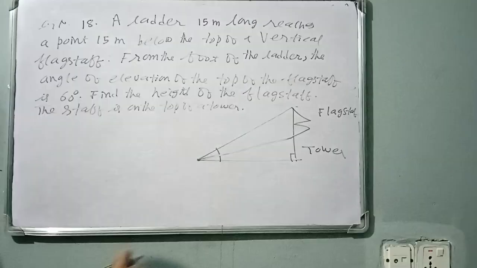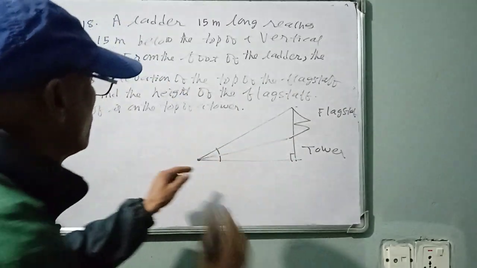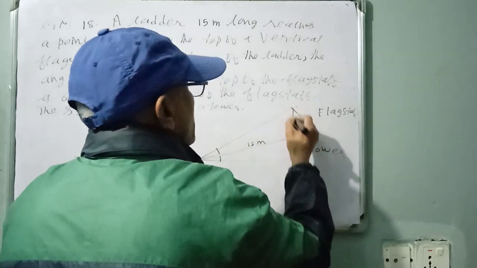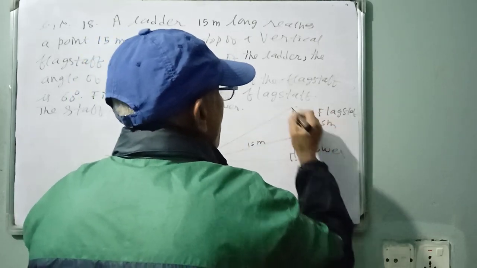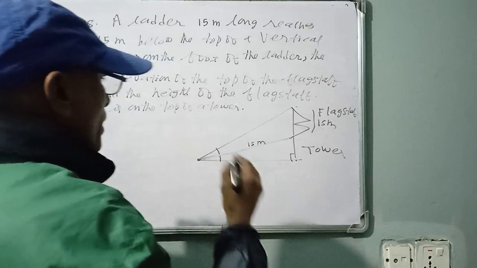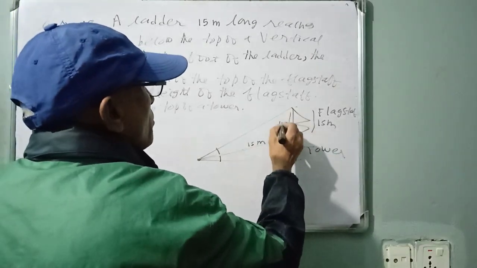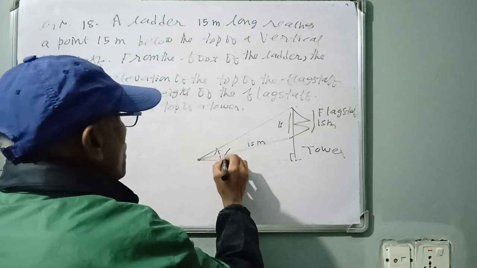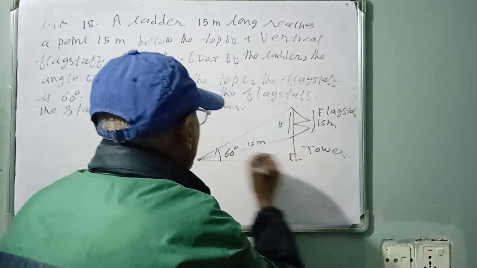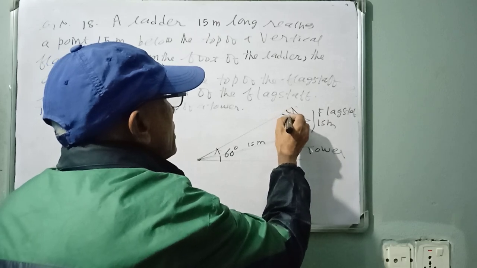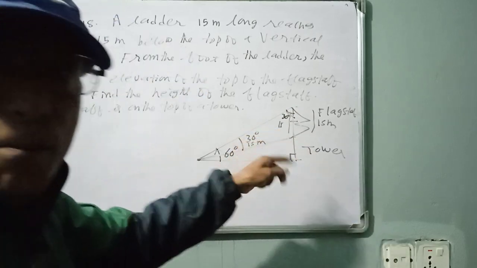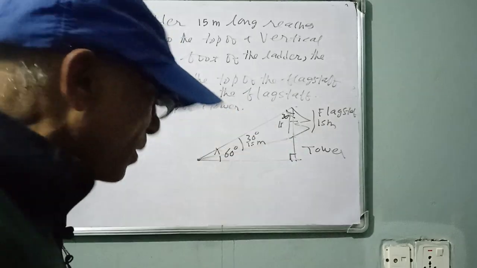One thing is missing from the question. Tower, then from the foot of the ladder. This is the ladder. This ladder is 15 meter long. It reaches 15 meter below the top of the flagstaff, which is fitted on the top of a tower. This is 15 meter. This is also 15 meter. From any point, the angle of elevation of the top of the flagstaff is 60 degree. This is 90 degree. This is 60 degree. So it must be 30 degree. And these two sides are equal. If this is 30, this is also 30 degree. I'm making a rough sketch and then solve the question.